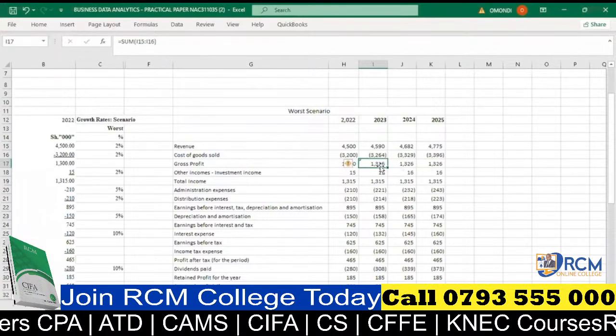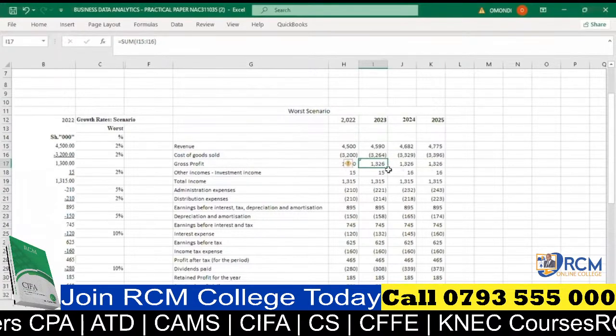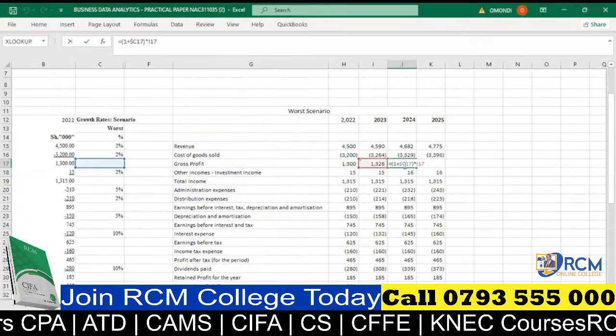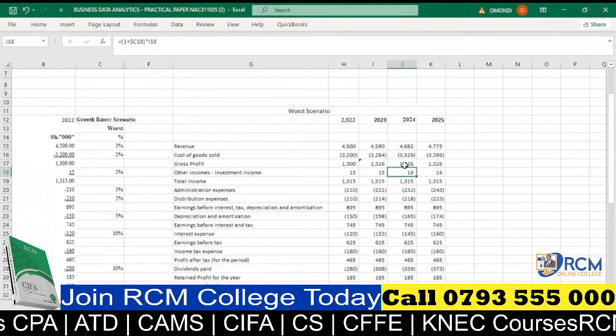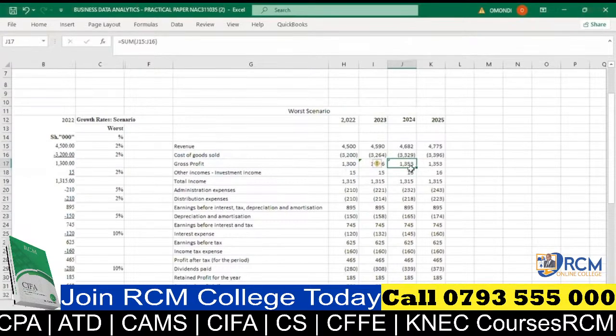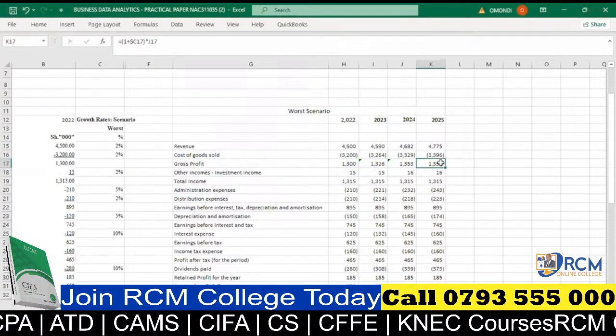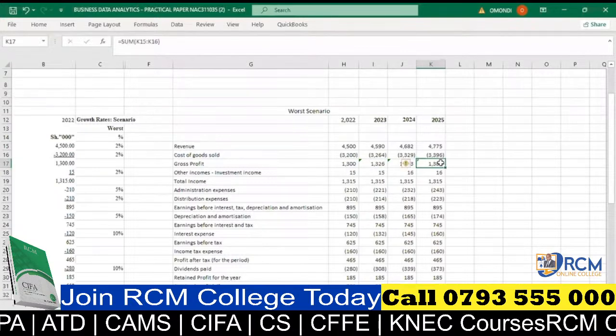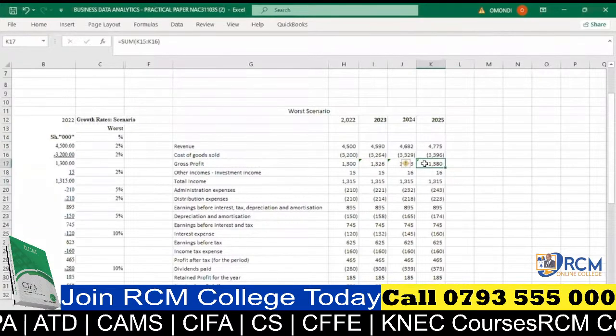Control R to get that. Control R will be copying the formula from this other side. Then Control R. Tumemaliza hiyo kazi.